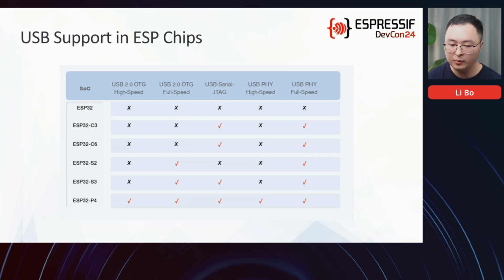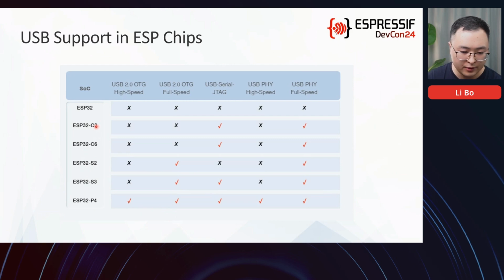Okay, let's move on to the second part, the USB support on ESP chips. Espressif has developed a series of chips with USB support from the ESP32-S2 to the ESP32-P4. Chips like the ESP32-S2, ESP32-S3, and ESP32-P4 all have USB-OTG support.